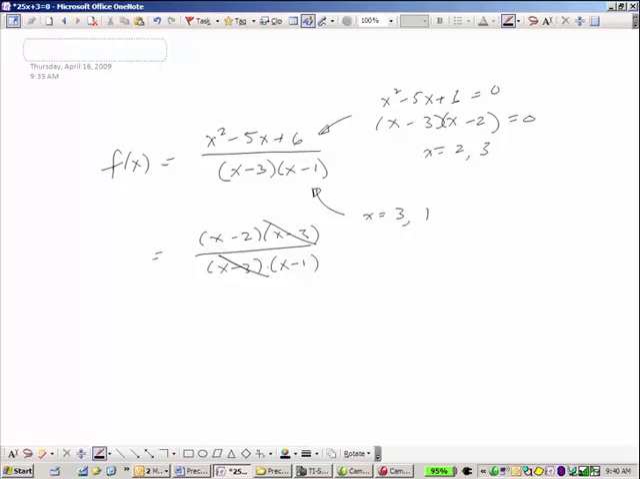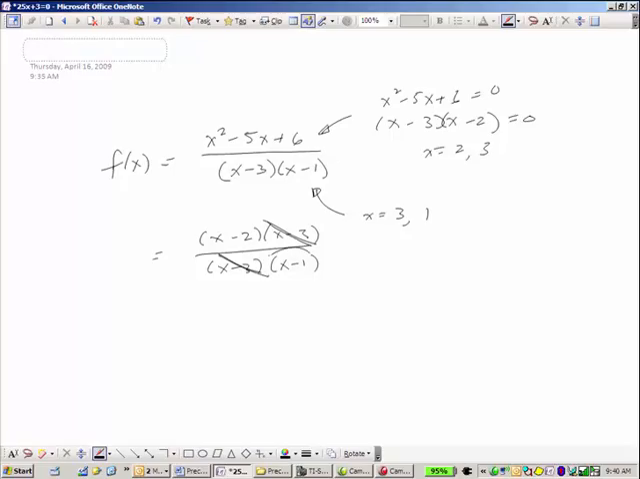That's a big fancy word, all those syllables. Discontinuity means you have to pick up your pencil. Removable means that, hey, we crossed them out. We removed that discontinuity, but it left a hole. So the difference between a hole and a vertical asymptote is whether or not you can remove it with algebra. Now, removing it, you still get that little hole.